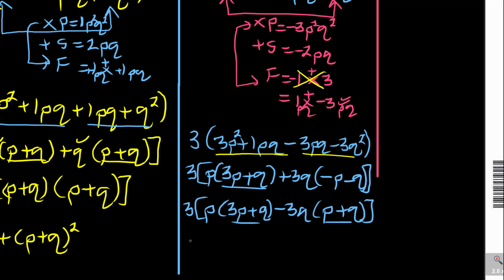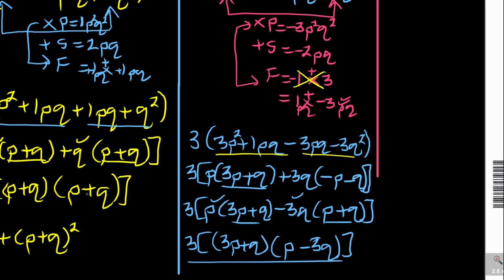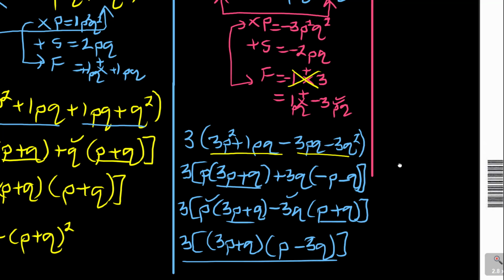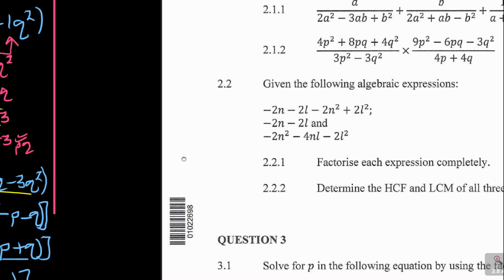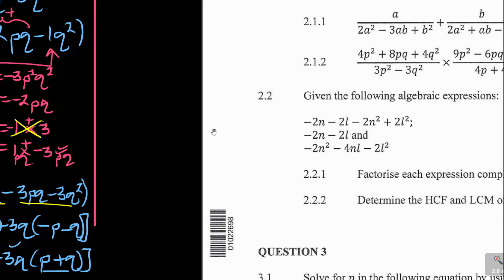So now what do you do? You write your 3 and you have got your bigger bracket. You've got your p. I don't need to write that. I write the first bracket, 3p plus q, and outside the bracket is that and that, which is p minus 3q. Then you close the bracket and then you're good to go. That is that. And then a few of them remaining now is at the bottom. So those were the top ones.